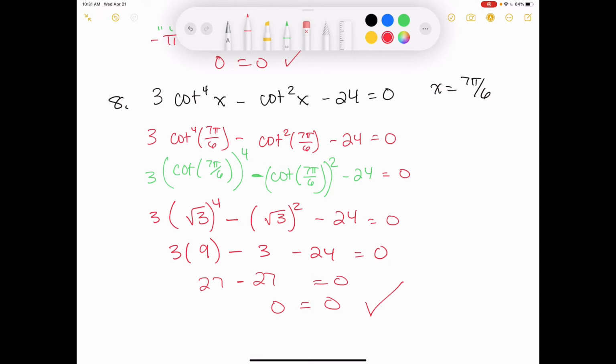Okay, that makes sense. Where did you get the 9 and then the 3 from? Square root of 3 times the square root of 3 is 3. And then I have another square root of 3 times square root of 3 because it's raised to the 4th. So that's going to give me 3 times 3. Oh! Okay. Right! I get it.